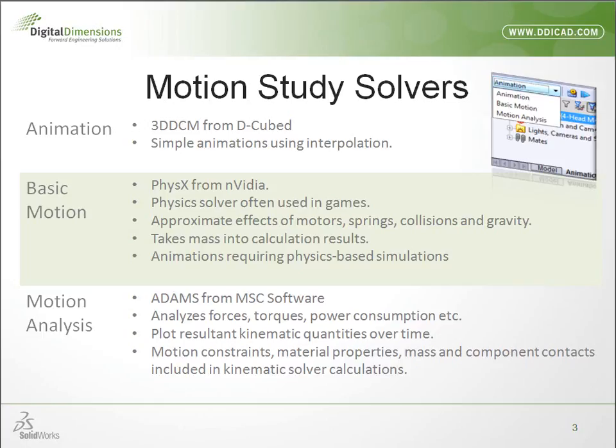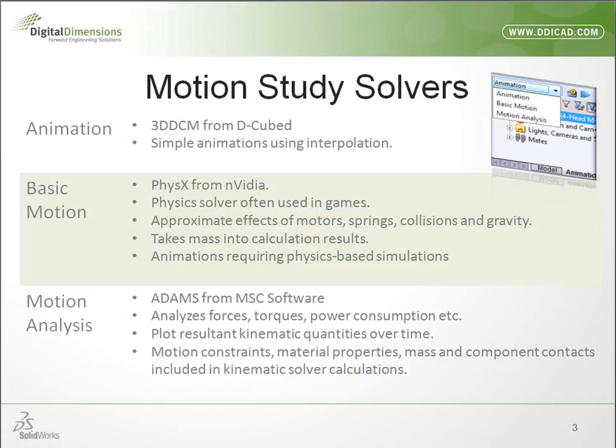Another type is a basic motion. This uses the physics solver from NVIDIA, and this is more of a physics solver that is commonly used in video games. It'll approximate the effects of motors, springs, collisions, and gravity, and it takes mass into calculation for its results. This is appropriate for animations that require physics-based simulation, things like gravity, but you don't necessarily need to get any sort of analytic information from the animation. It's just showing how the assembly works in real life or as close to it as you can simulate within the animation.